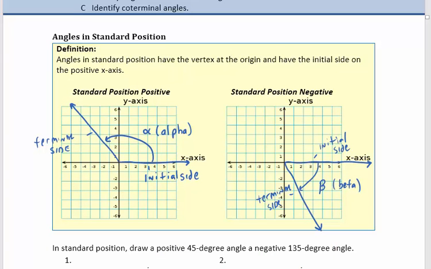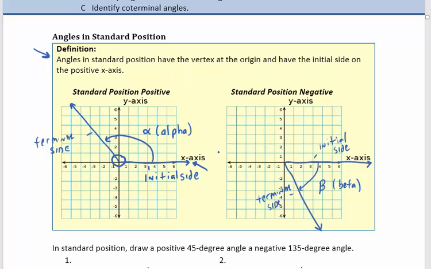Angles in standard position. Let's take a look at a definition here. Angles in standard position have the vertex at the origin, and the vertex of the angle is right here. So we've got a vertex at the origin, and an initial side on the positive x-axis. So whenever we're measuring angles here, we always start with our initial side of the angle right on the x-axis, going from the origin, traveling out to the right. Okay, so that's our initial side.